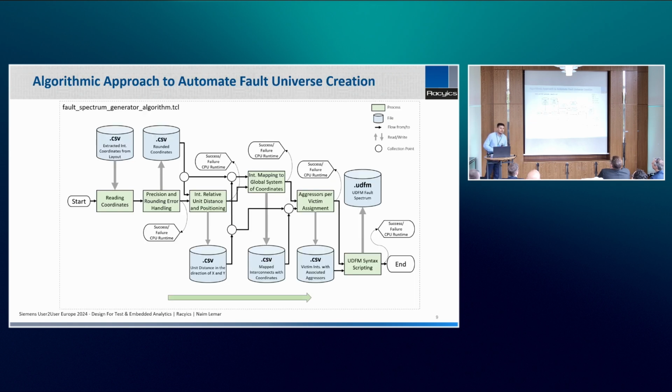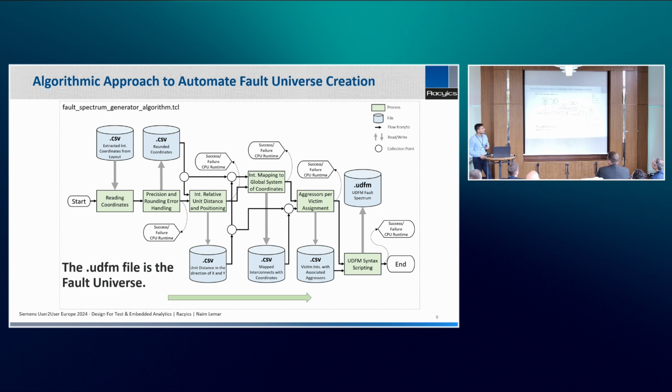In order to do this, one solution is to do it manually. If we do it manually, for each fault, we need to write at least 10 lines of UDFM syntax for each interconnect. So think about it, how tedious a job this will be. So what we did was develop an algorithm to automate this process. Our final file will be the .udfm file, to feed as a fault universe to the ATPG tool to generate the patterns for these interconnects.